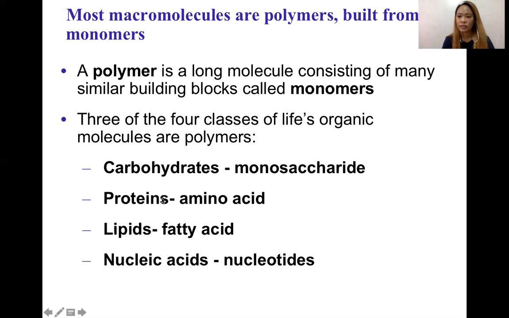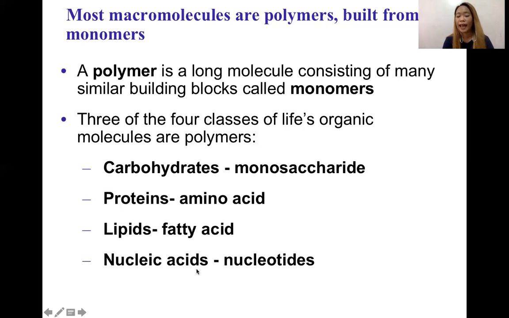Now for proteins, this is a polymer. The monomer is an amino acid. If I only have one amino acid, then I'm referring to a monomer. But if I am talking about 5 amino acids, then that is already a polymer. The same goes for lipids. Lipids is a large molecule, and it is composed of many fatty acids. So the monomer is a fatty acid, the polymer is a lipid.